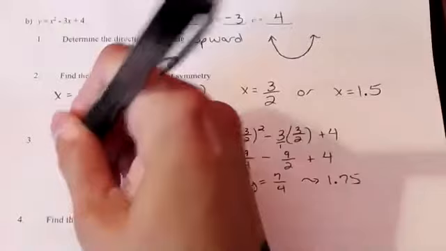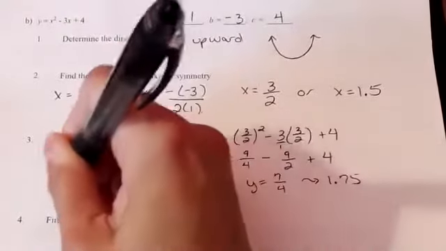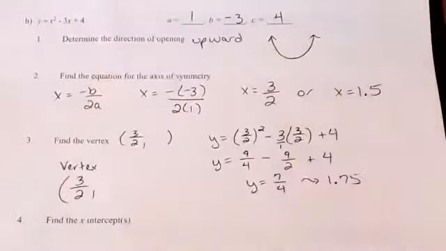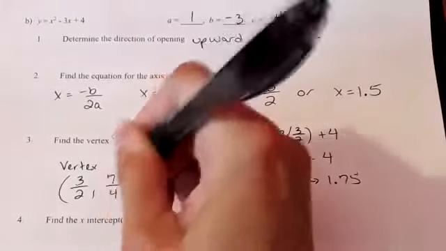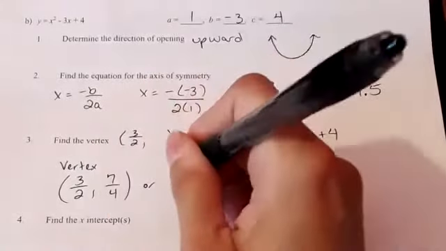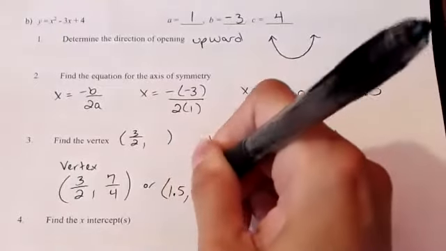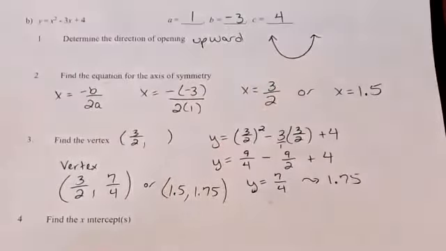So our vertex is 3/2, 7/4, or 1.5, 1.75. Good.